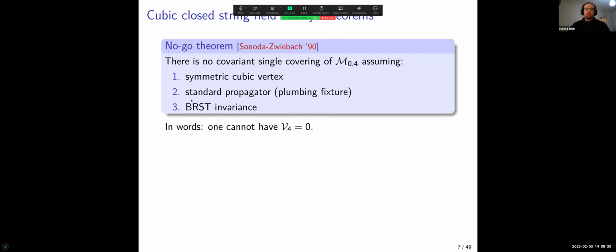Okay, so it's kind of a no-go, and since that time, people thought that it's impossible to find a cubic closed string field theory because if you want BRST invariance, you don't want to give that up. And the other thing, it's a bit hard to see what you can do instead.